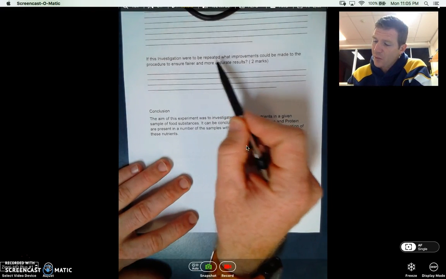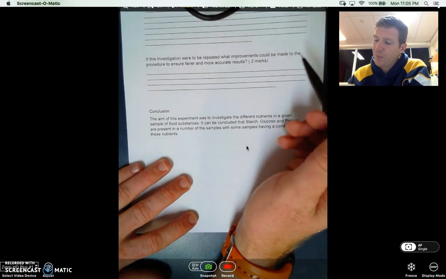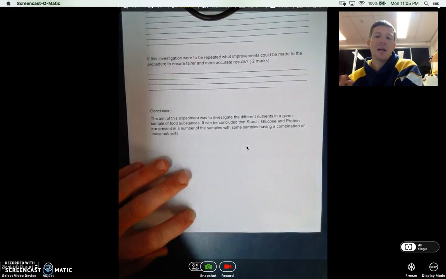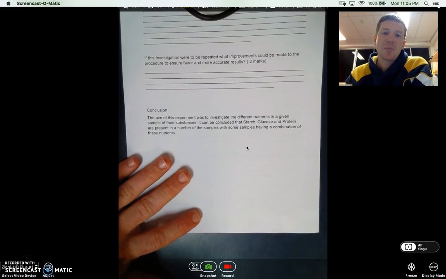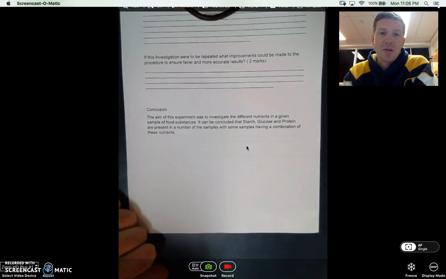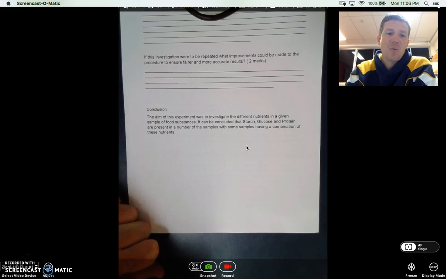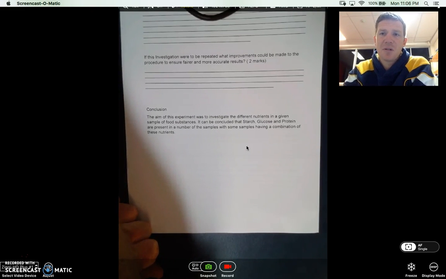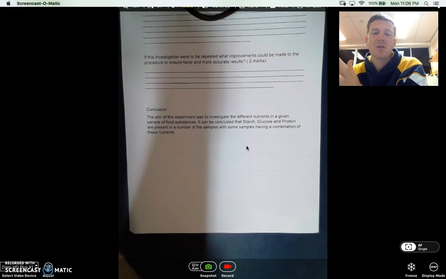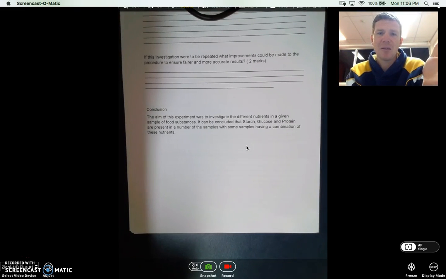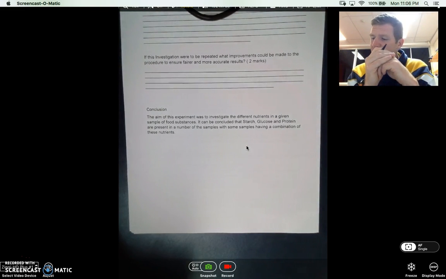If this investigation were to be repeated, what improvements could be made to the procedure to ensure a fairer and more accurate result? Again, you need to start thinking about how you did the experiment. In year 9 science, we're obviously experts in what we do, but we want to see how we could improve it. It's your ability to think about what you did, think about the procedure that you took, and propose improvements in controlling certain variables, improvements in measuring results, improvements in being able to compare things. That's what we're looking for here, and again, that's 2 marks.